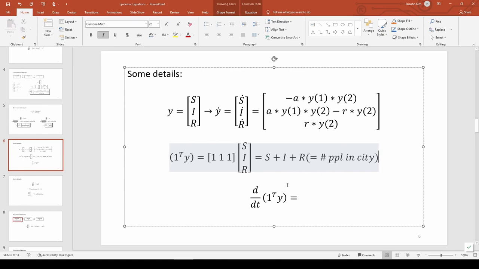Now what if we take the derivative of 1ᵀy? 1ᵀ is a constant, so we can move it outside the derivative operator. The d/dt of y is really just dy/dt.